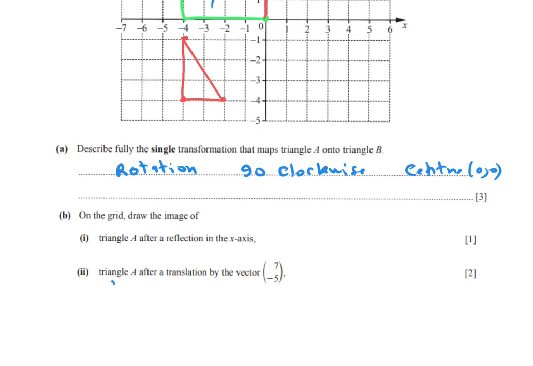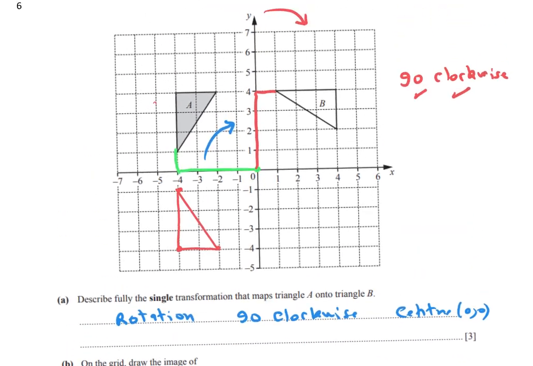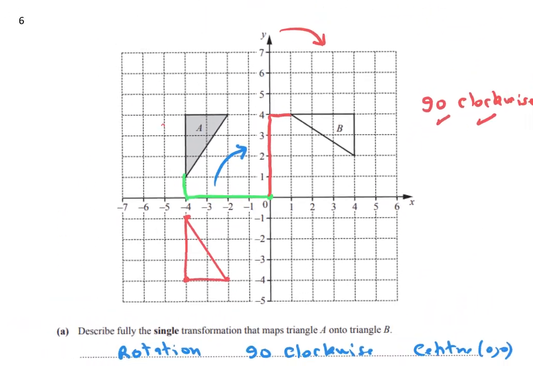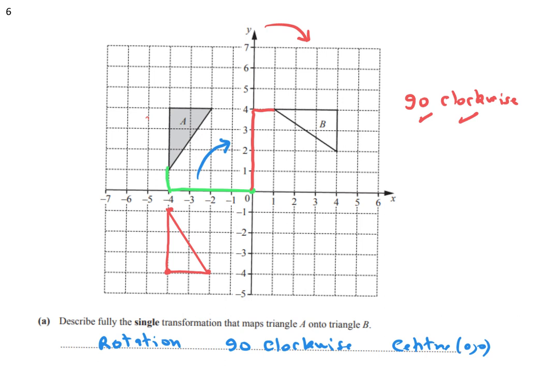Triangle A after translation by the vector 7, -5. How to find its image by translation 7, -5? Sir, we move each point 7 to the right and then 5 down.